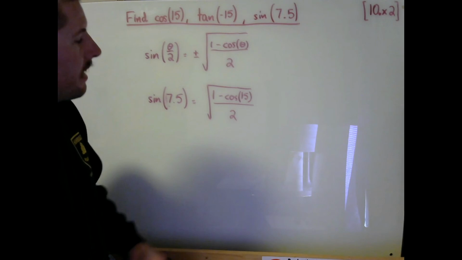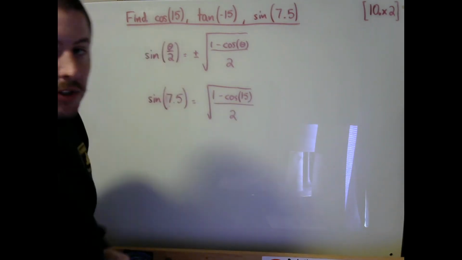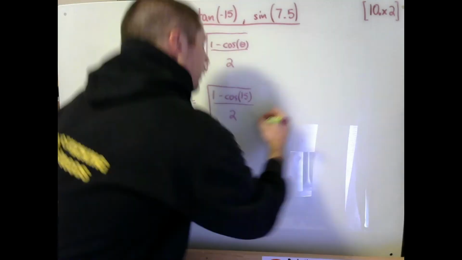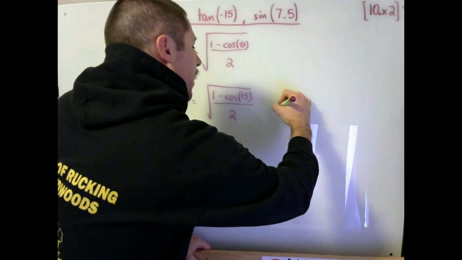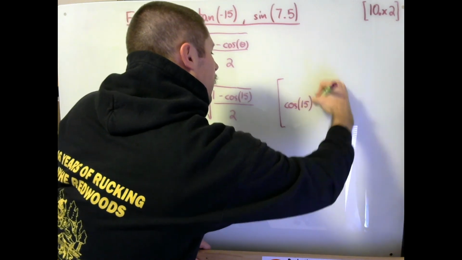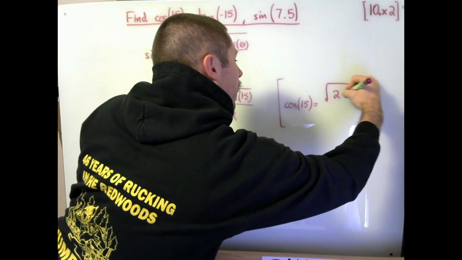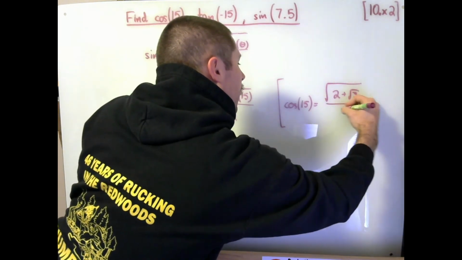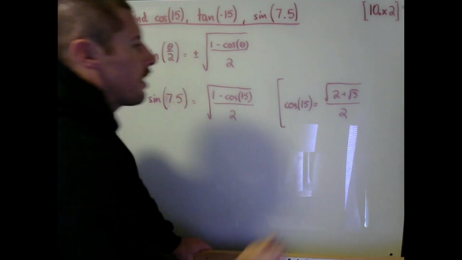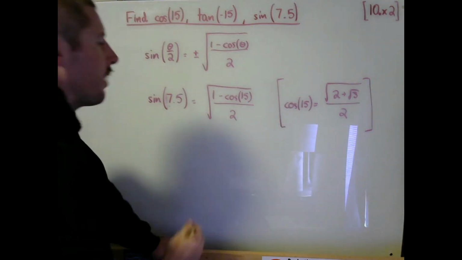If we were doing this as a standalone problem, we would now need to stop and work out what is cosine of 15. However, that was actually the first part of this example right here. So I'm going to go ahead and reuse our old result here. We had previously found that cosine of 15, we found this value to be square root of 2 plus root 3, all divided by 2. So I'm going to go ahead and plug in this value, and we'll be able to evaluate from there.